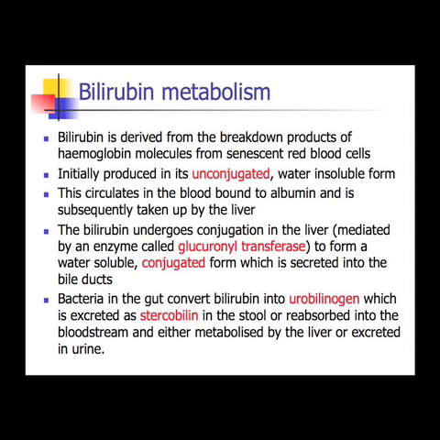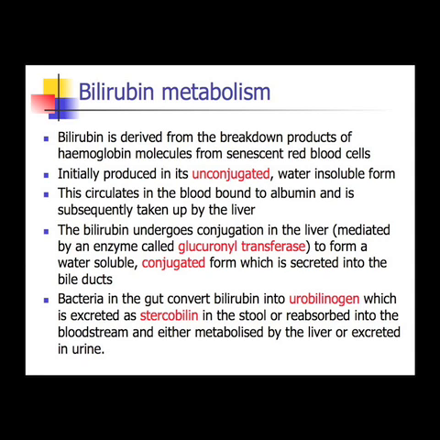So what is bilirubin? Well, it's a molecule which is derived from the breakdown products of hemoglobin from senescent red blood cells in the spleen. So what happens is that the red blood cells are broken down and the hemoglobin is separated into the globin protein molecule and the heme moiety. And then bilirubin is formed from the breakdown products of this heme moiety and is initially produced in what's called the unconjugated form, which is water insoluble.